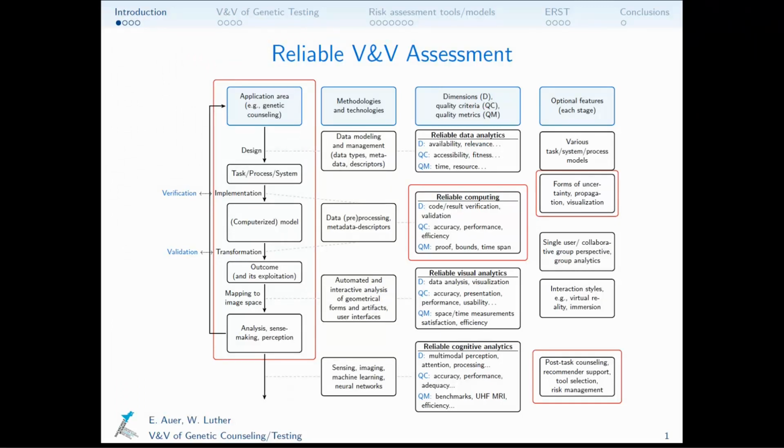At each stage of the cycle, certain methodologies and technologies are used, enhanced by some optional features. All these features, forms of uncertainty and its propagation are also in the focus of the talk today.